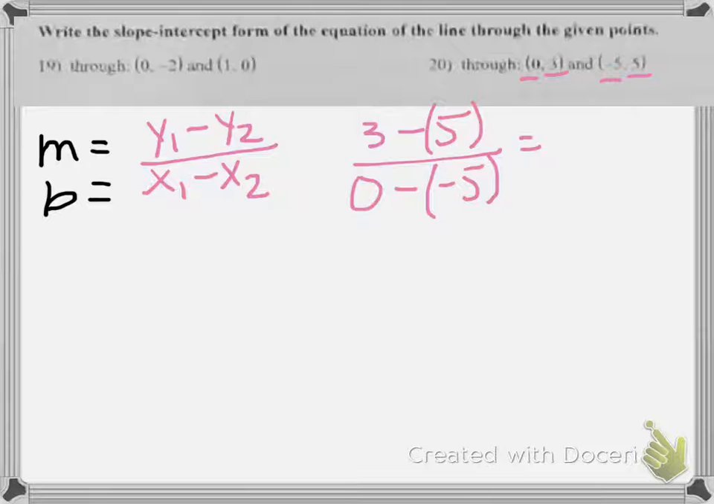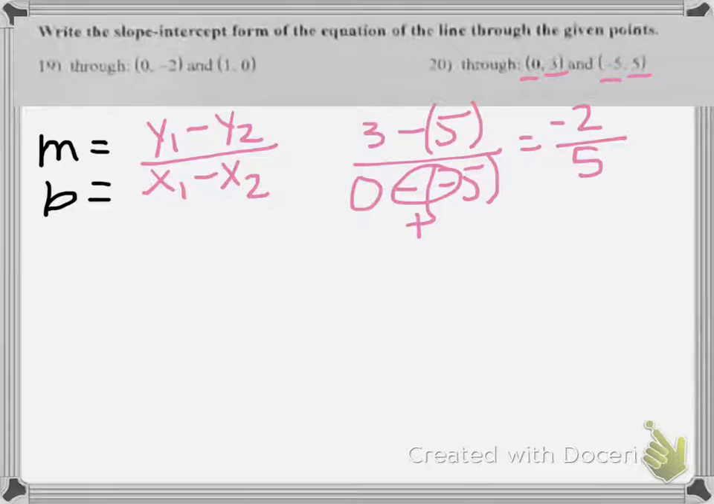So we have 3 minus 5. That gives us negative 2. And then we have 0 minus negative 5. So remember, a negative and a negative become a positive. So 0 plus 5 will give us positive 5. So here our slope is negative 2 over 5.